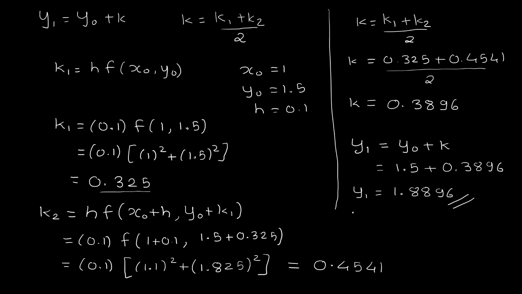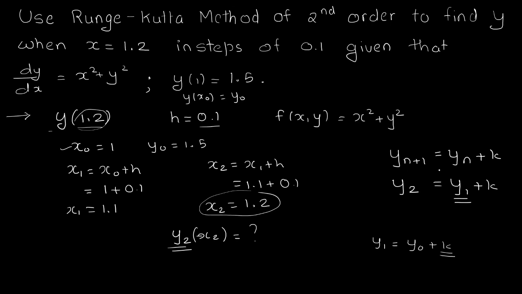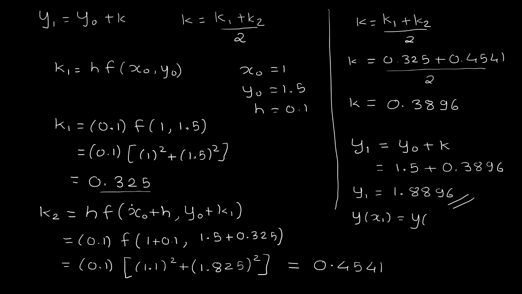Y1 is what? Y at x1. And what was my x1? It was 1.1. So y of 1.1, or y1, is 1.8896. Now, my next step is calculating y2. That is my final task, calculating y2.